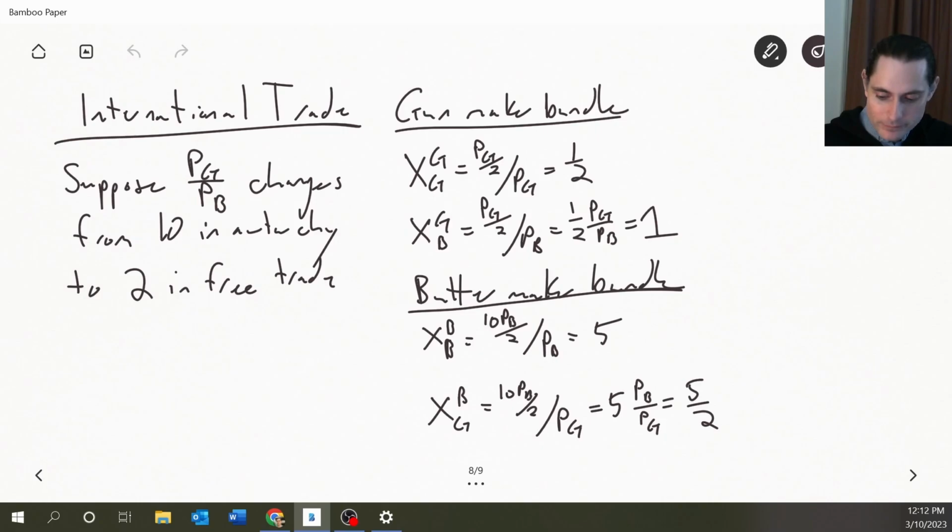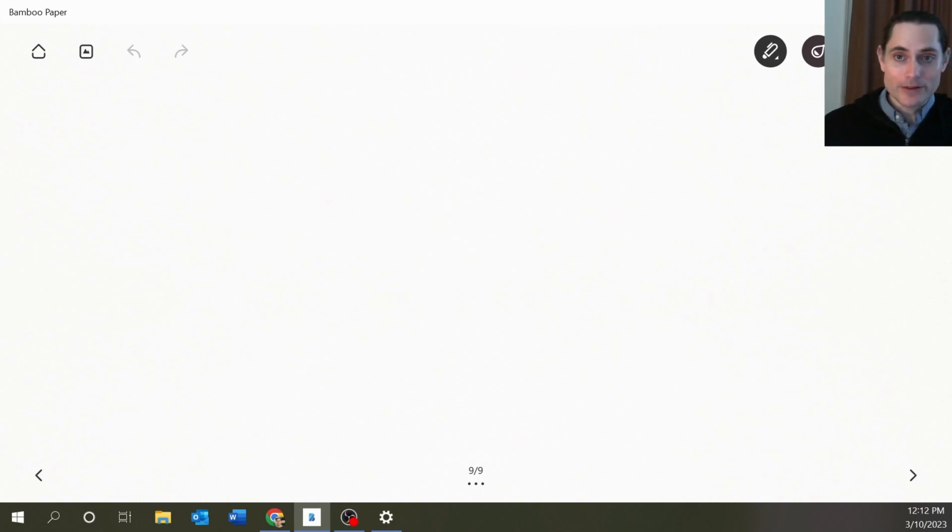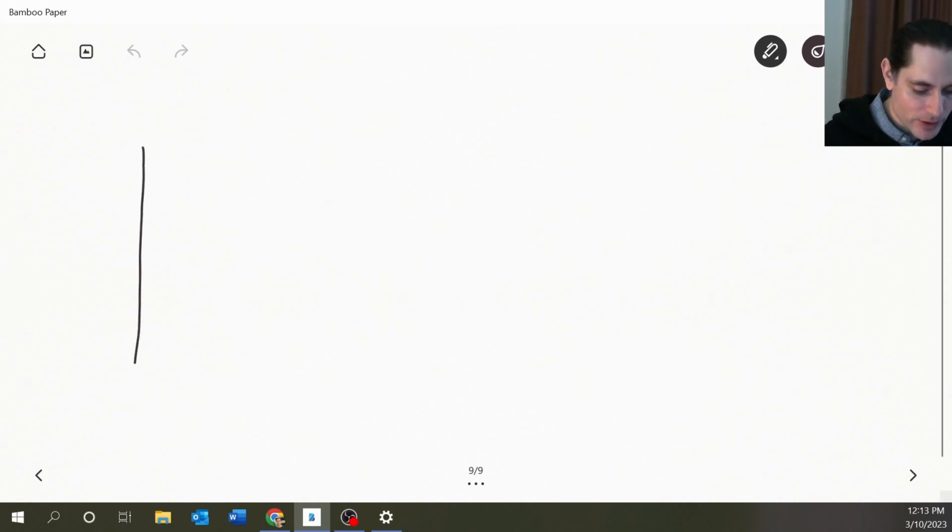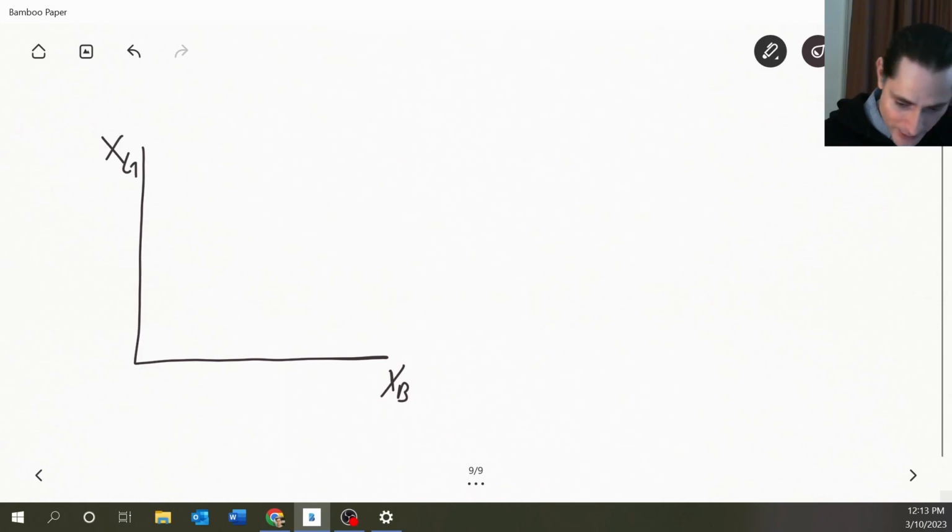Okay, now let me just show you. It's an economics class, we've got to draw a graph. Let me show you a way to think about this through a graph, and then one additional insight we get if we look at the graph. So let's think about what the production possibilities frontier would look like for this model. Let's call this down here the quantity of butter produced in the economy, and here's the quantity of guns produced in the economy.